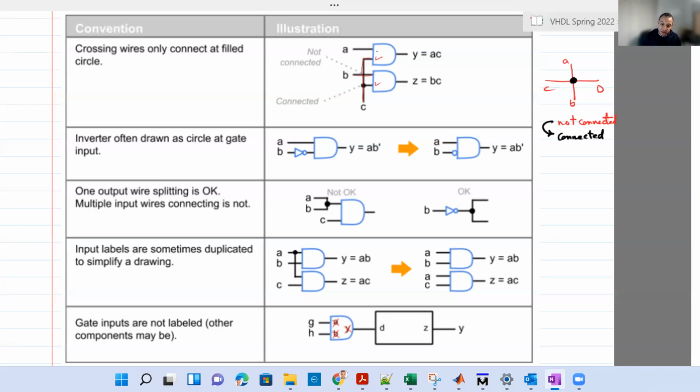When you have an inverter at an input for any gate, like an AND gate, for example, we usually draw this inverter as a small circle at the input, like this. So we convert this inverter into that small circle, although they are both correct. If you want to keep the inverter, keep it, no problem at all.